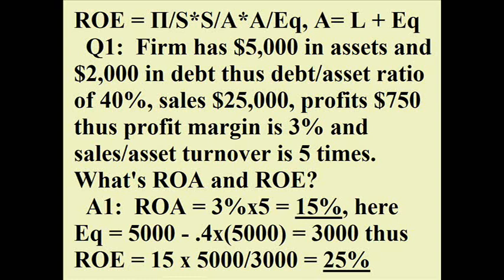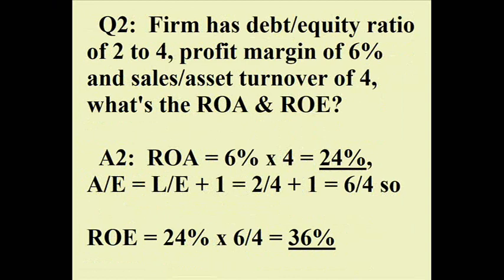Well, now here's another one in a similar vein, but with a slightly different setup. Here we have a firm that has a debt-equity ratio of 2:4, if you like, 1:2, a profit margin of 6%, and a sales-asset turnover ratio of 4. What's the ROE? What's the ROA? Notice here we're just going to directly multiply the profit margin of 6% times the turnover of 4 gives us 24%.